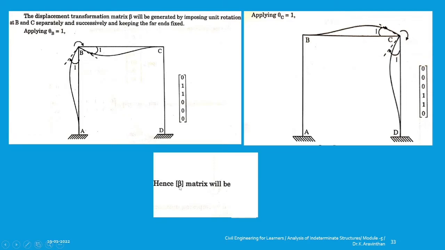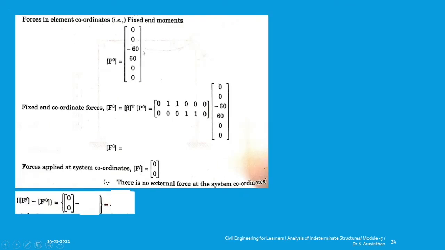Now you got beta, and beta is these two values which have to be summed up. Note that in the matrix stiffness method you don't have B star and B naught. You only have a single matrix which consists of all the positive values. Now the next step is to find force in element coordinates, that is fixed end moments.